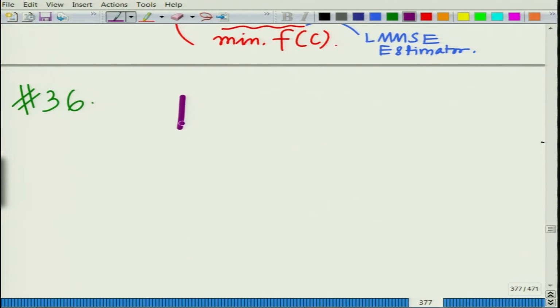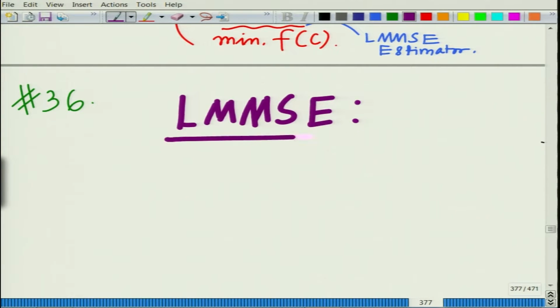So, we are discussing the LMMSE estimator, that is the linear minimum mean squared error estimator: given a quantity y bar, how to find the best linear estimate of another correlated vector x bar, such that the mean squared error is minimized. That is the LMMSE principle, which, as I have already told you, has several applications in the context of estimation.